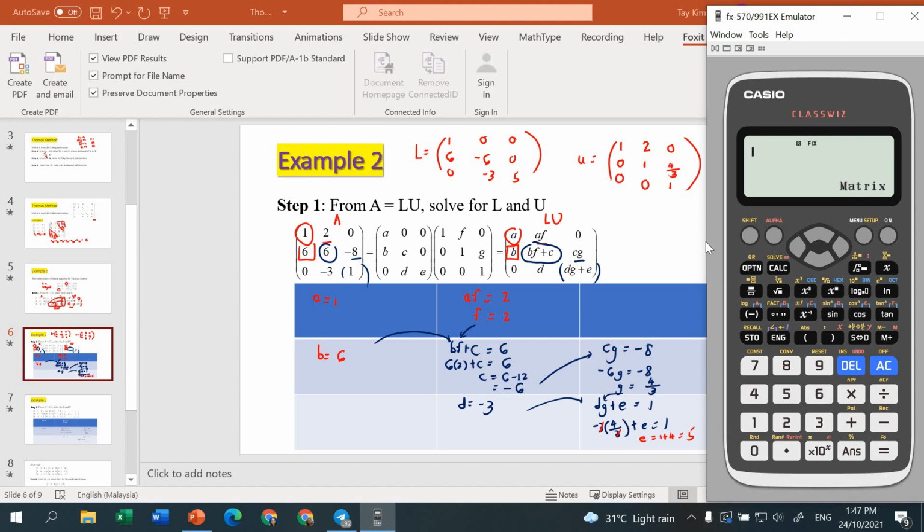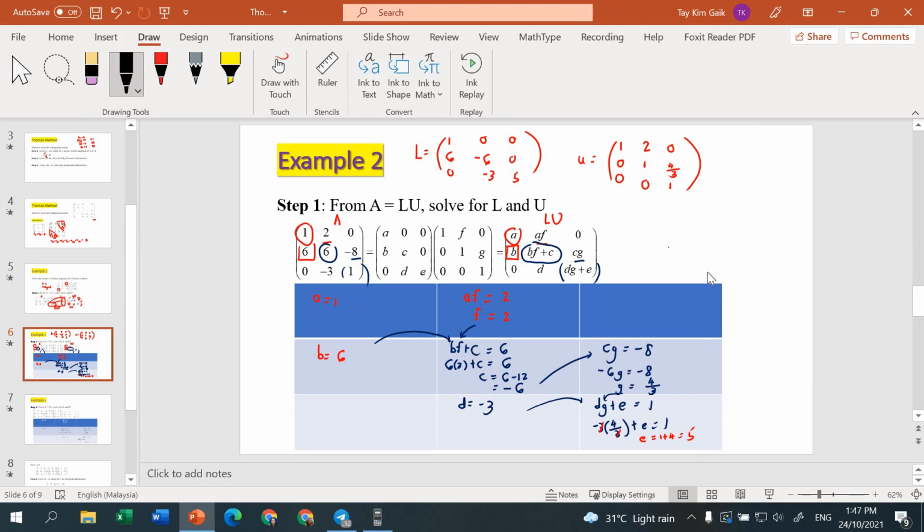Now I'm going to multiply LU as AB in the calculator. Options: matrix A is number 3, multiply options, matrix B is number 4. So I get the original A: first column 1, 6, 0; second column 2, 6, negative 3; third column 0, negative 8, and 1. With this you can confirm that you calculated correctly for your L and U.